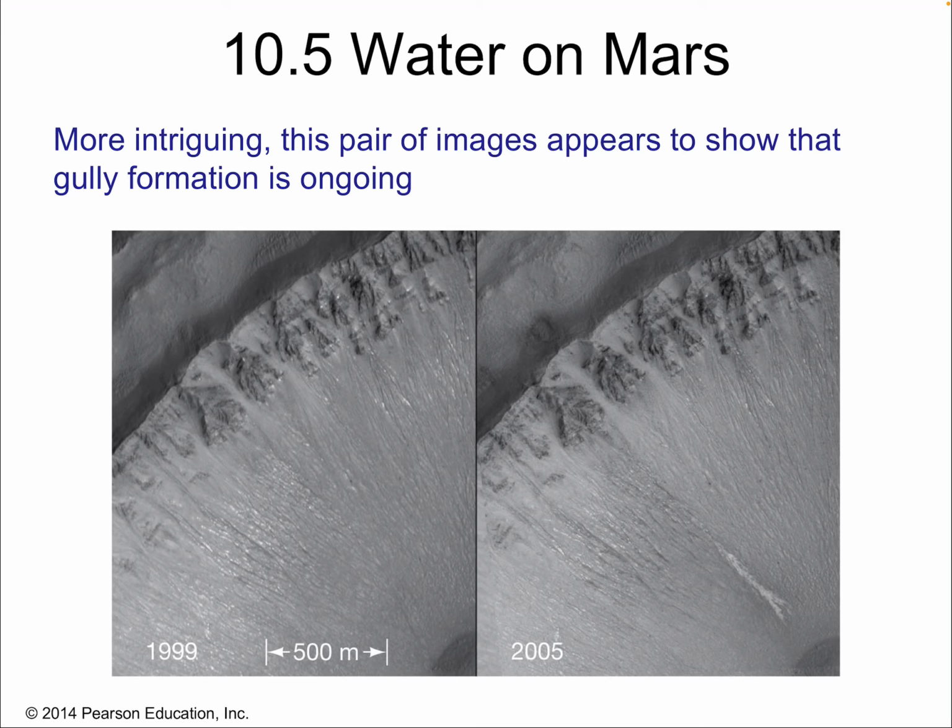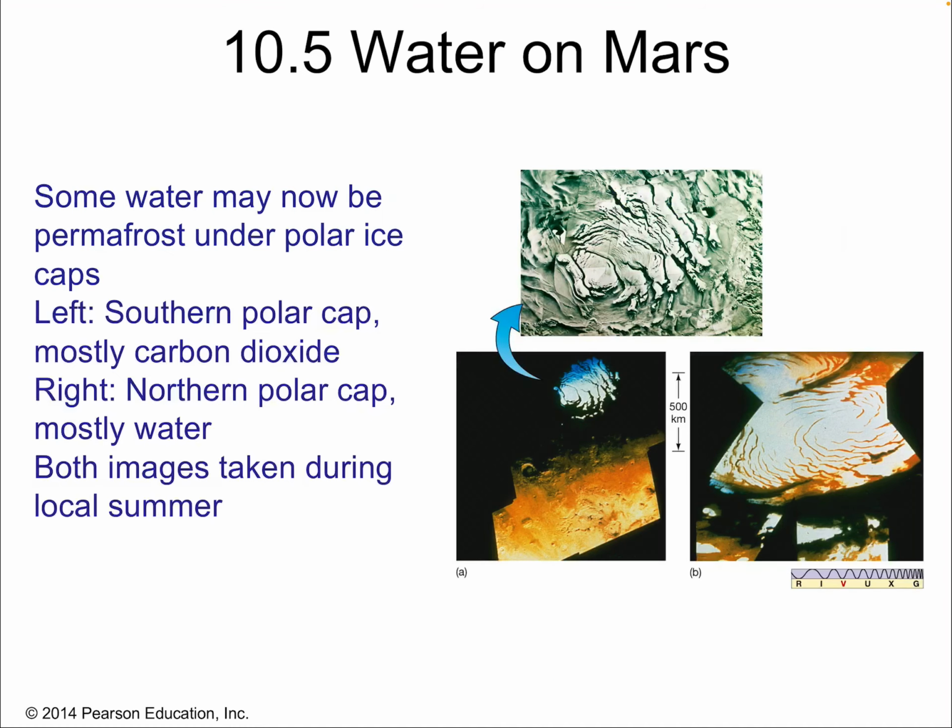And we can see pictures between 1999 and 2005 taken in orbit above Mars that actually show variations in the gullies, that the gully formation is ongoing. So suggesting that maybe there really is still liquid water flowing in little pockets, or at least bubbling up in muddy messes on the surface of Mars, okay?